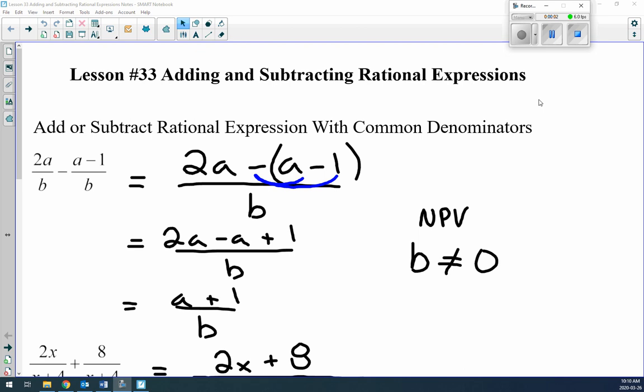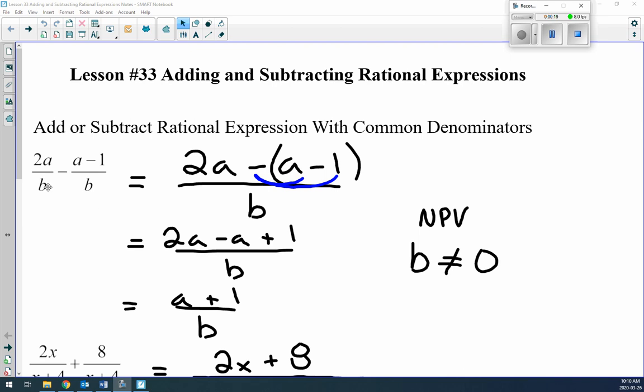Grade 11, Precal, lesson 33, adding and subtracting rational expressions. Now, the key when you're adding or subtracting rational expressions, you have to have common denominators. So what we'll do is we'll do 3 examples first with common denominators and then 2 without. Okay, so let's look at this first one.